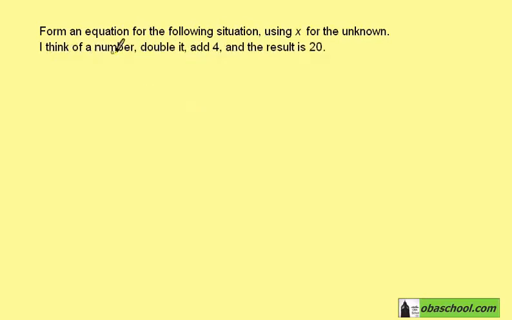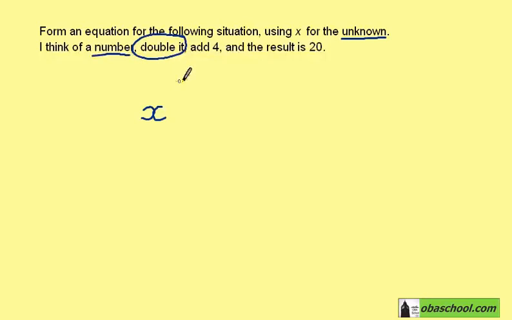We want to form an equation for the following situation using x for the unknown. I think of a number, double it, add 4, and the result is 20. The number that we think of is the unknown. Let's call it x. What do we do to this number?